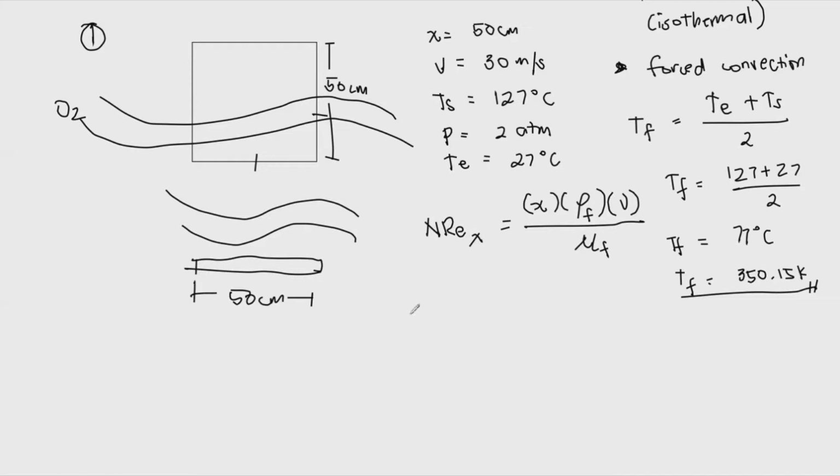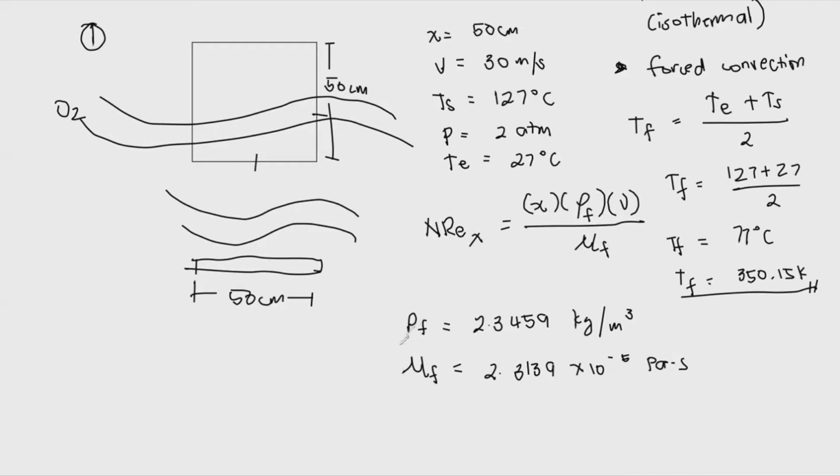So the density at the film temperature is equal to 2.3459 kilograms per cubic meter. And then the viscosity, or the absolute or dynamic viscosity at the film, would be 2.3139 times 10 to the negative 5 Pascal second. So the unit is very important. You have to consider the MKS unit for SI.